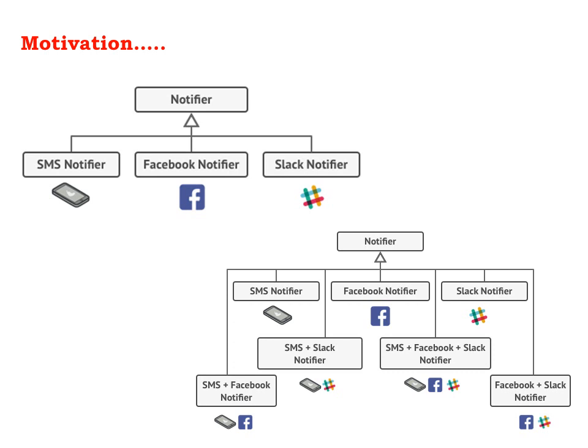So here in the figure you can find the notifier, and here the SMS notifier, Facebook notifier and Slack notifier. Here we are going to have a number of subclasses, or a number of instances, created from the notifier. So you have to find some other way to structure notification classes so that their number won't accidentally break some record. So what is the solution for this?